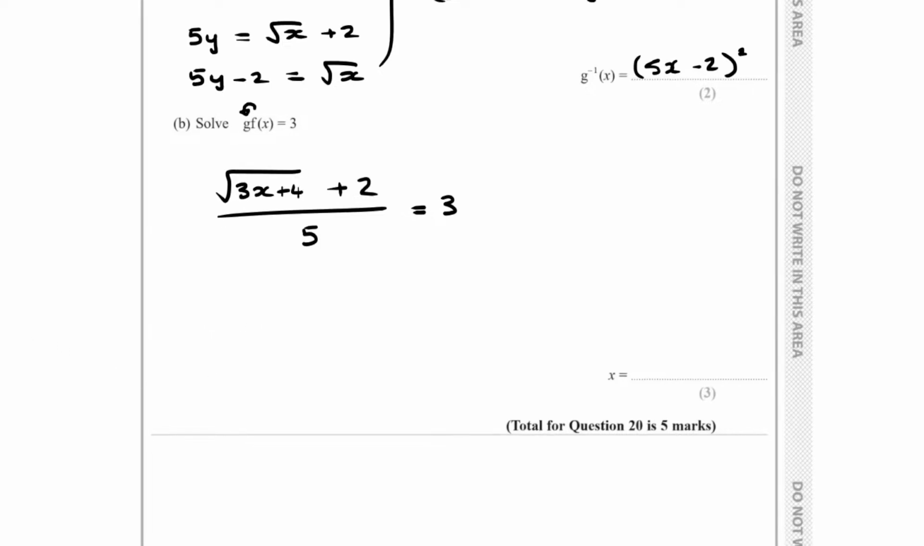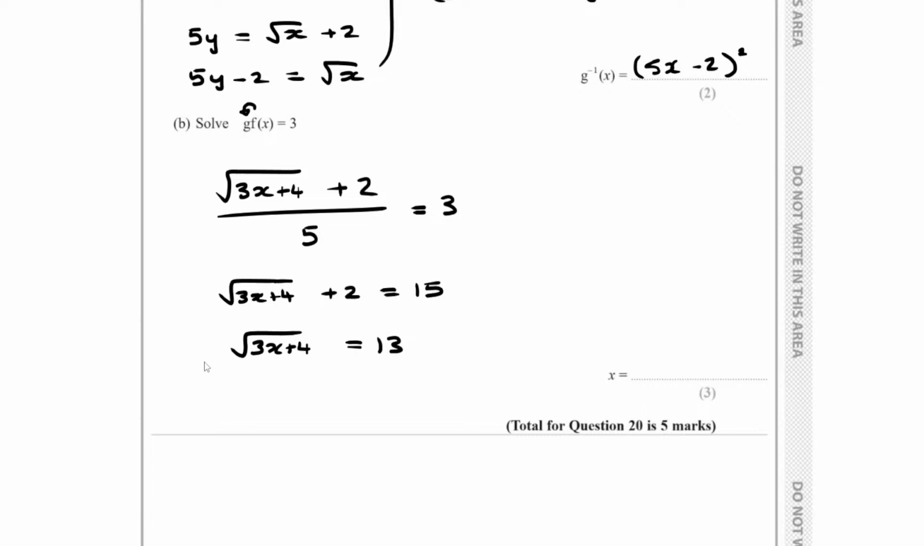So I just need to solve this now because they've said solve it, find x. So first of all, I'm going to multiply by 5, get rid of the fraction. So we have root 3x plus 4. Let's try and keep that all in the square root. Plus 2 is on the outside, and then that equals 15. Then I would obviously subtract 2. Root 3x plus 4 is equal to 13.